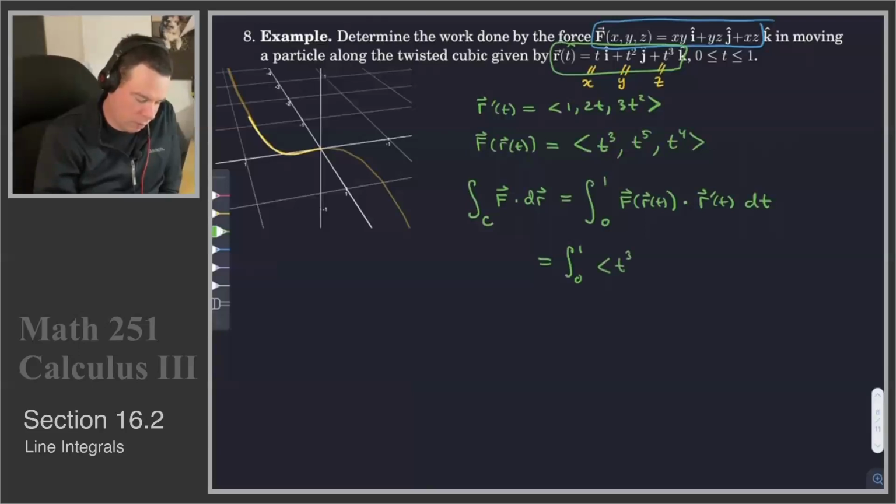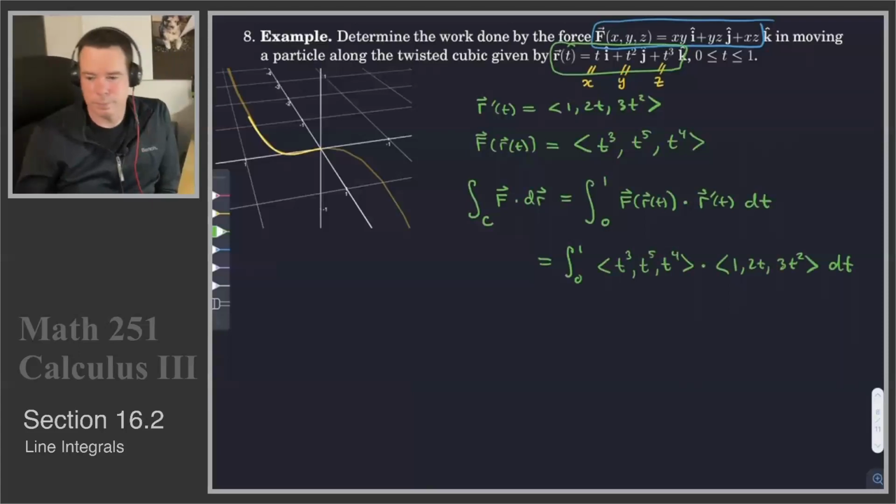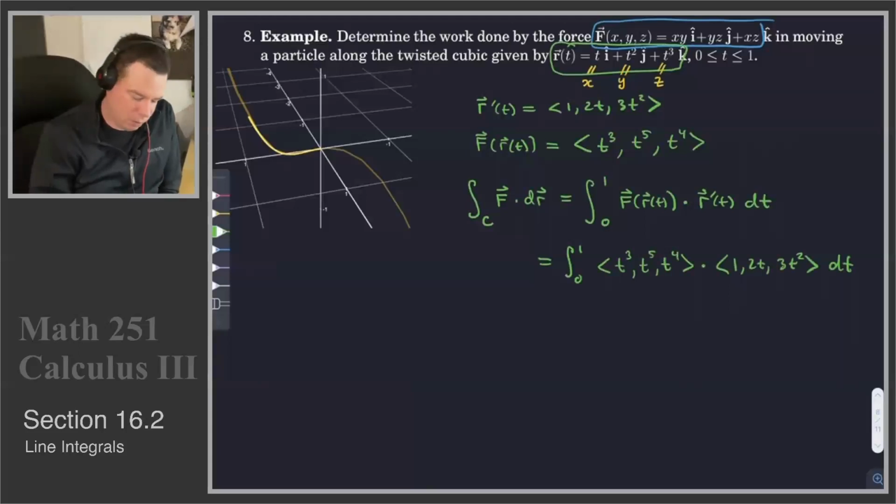F of r of t is t cubed, t fifth, t to the fourth, dot. R prime of t is 1, 2t, 3t squared, dt. And so there we go. We set up our integral, and that's the integral we want to compute. This is just a polynomial. It's just a polynomial.